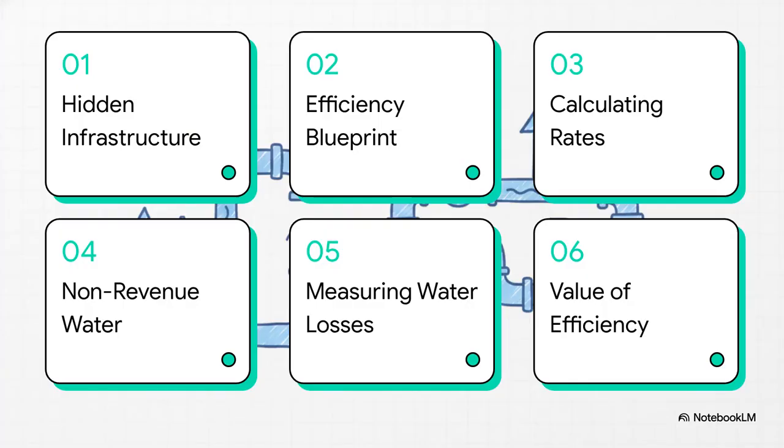Okay, let's dive right into this. Here is our blueprint for today. 1. The hidden infrastructure problem. 2. The efficiency blueprint. 3. Calculating main replacement rates. 4. Defining non-revenue water. 5. Measuring real water losses. And finally, 6. The value of efficiency.